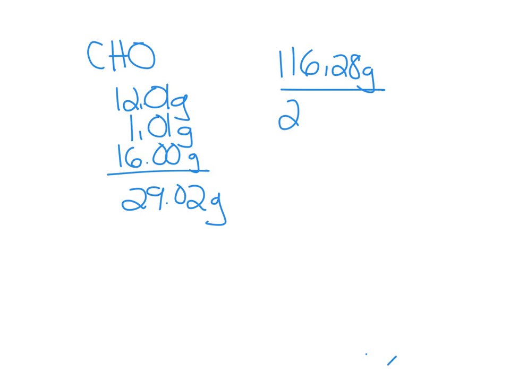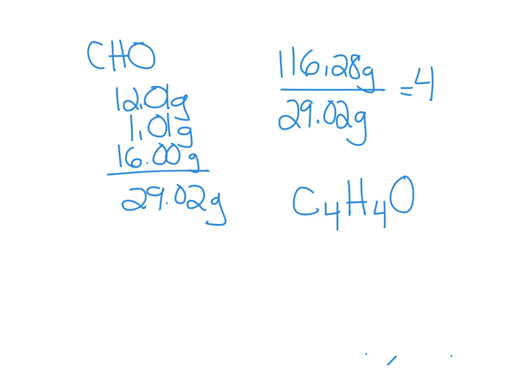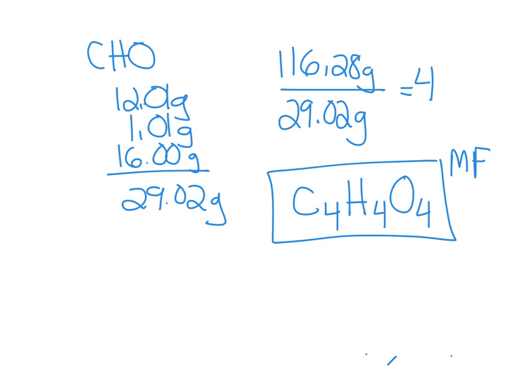And we're going to divide that by the molar mass of our empirical formula, and when you do that you get 4. And here's the fun part, we now get to take the empirical formula and multiply it by our factor to get our molecular formula. We're all done.